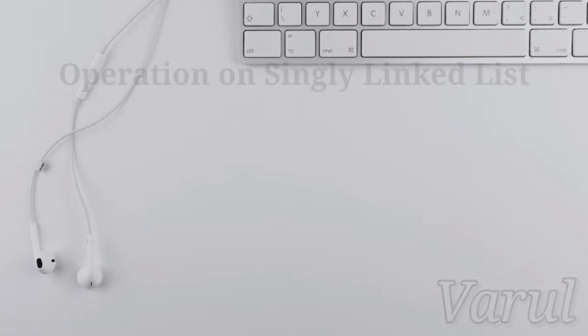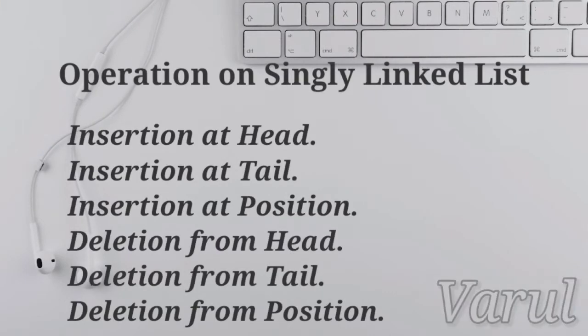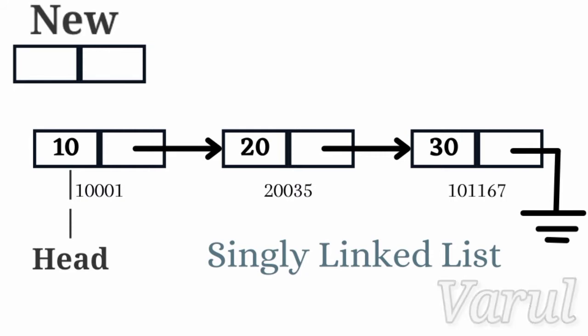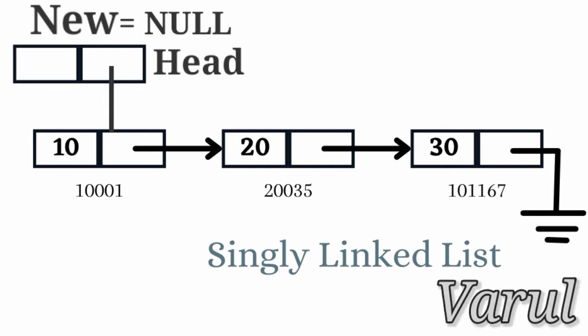Now, look at some operations on singly linked list. First, insertion at head. For this operation, we have to make a new node, say new. Now, new's next will point to the head's next node, and head's next will point to the new node. At last, head also points to the new node, and then set null to the new.